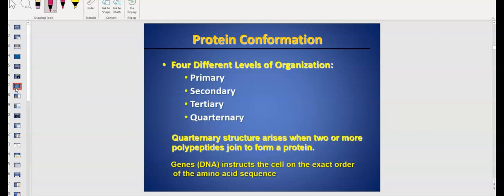All right, so we have 4 different levels of organization for proteins. The primary, secondary, tertiary, and quaternary. You probably learned this in intro biology, but we're going to go over it again because it's super important. So, quaternary structure, not all proteins have a quaternary structure. Some proteins stop at tertiary. Quaternary is only if you have 2 or more proteins necessary to form a final protein product that makes it functional.